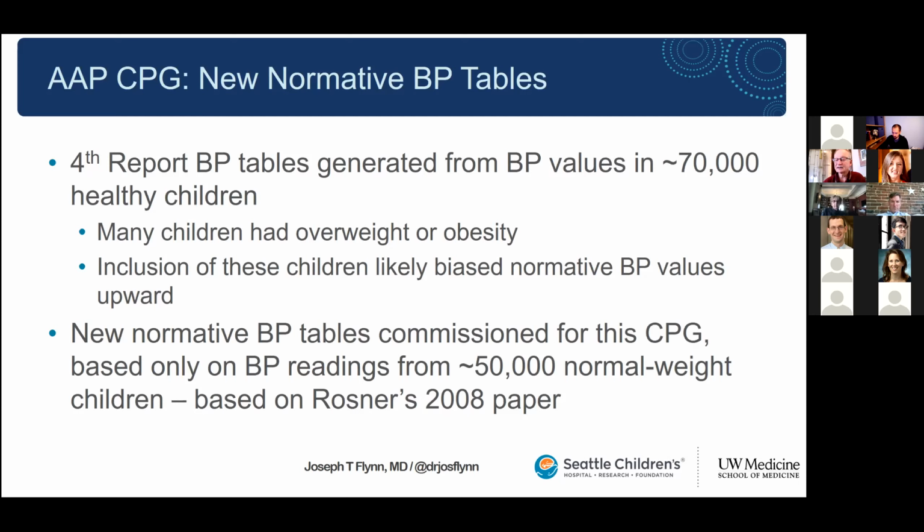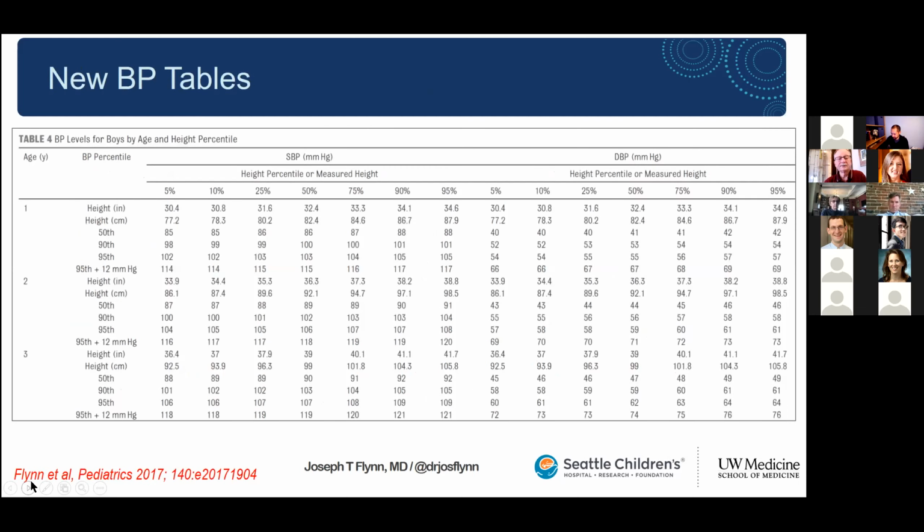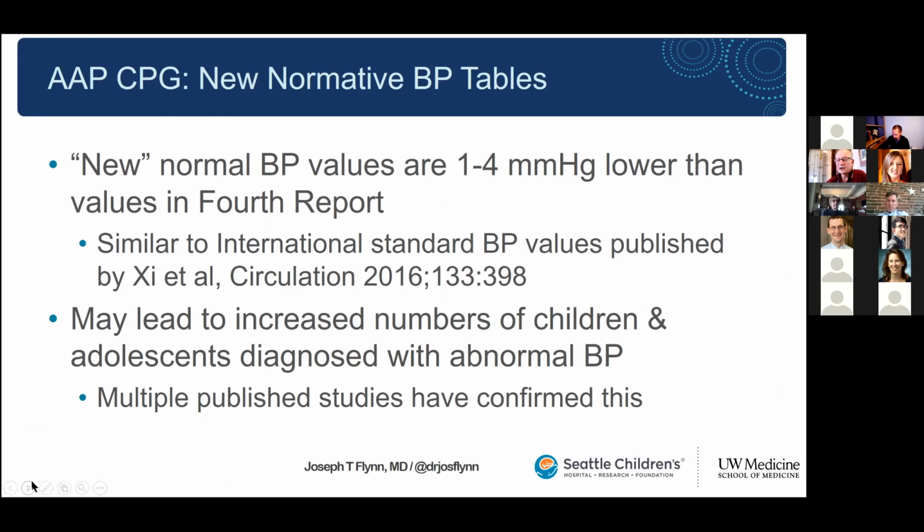And basically, I forced the AAP to pay to have these things done because I said, we are not basing a new guideline on those data. And so I was fortunately able to make that happen. And so no surprise, new blood pressure tables came out, and they're complicated, which is a talk for another time, but here's an example. And what's not surprising is that these are lower than the values in the fourth report by 1 to 4 millimeters of mercury.